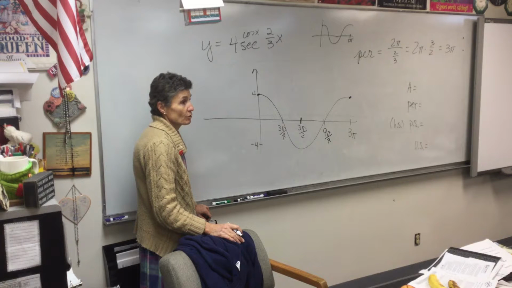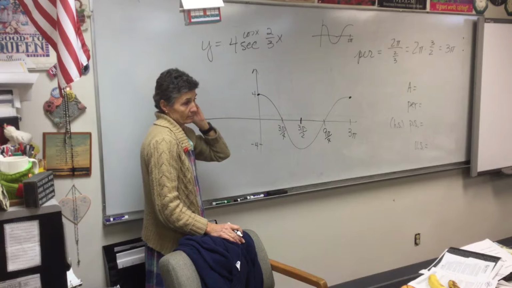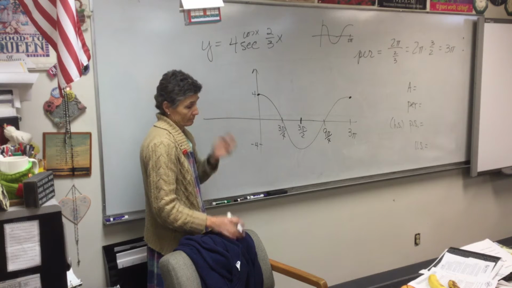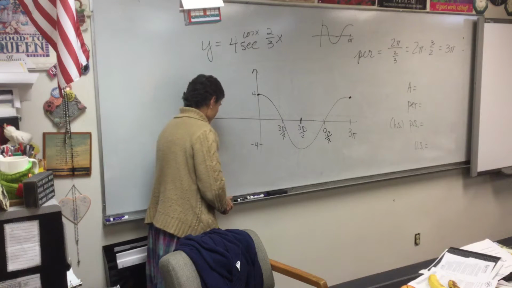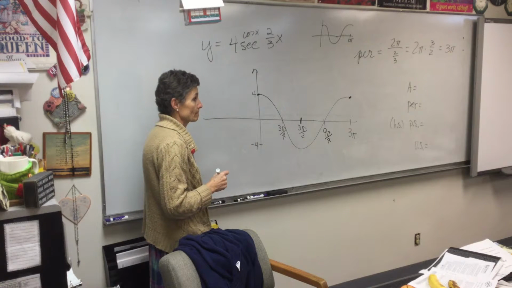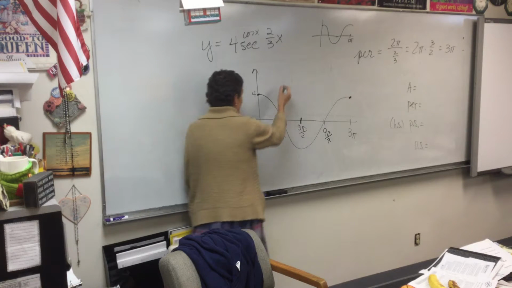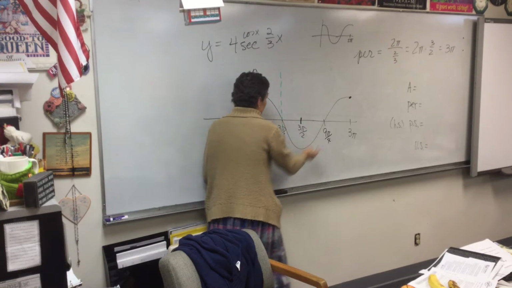That is a beautiful picture, but it's not a secant. So, drop in some asymptotes. Where are the asymptotes going to go? Where I cross the axis. So that's going to be here and here.